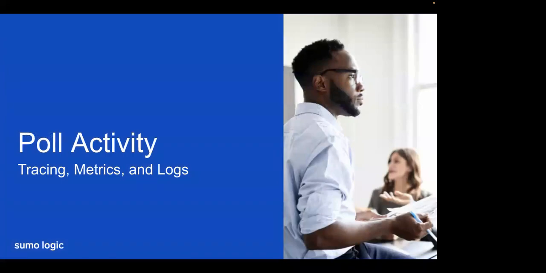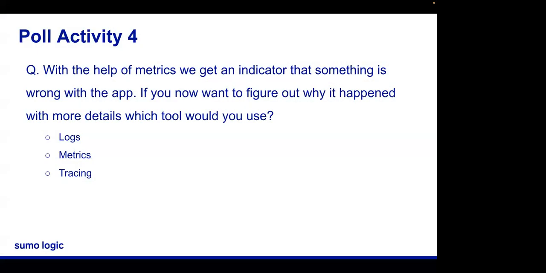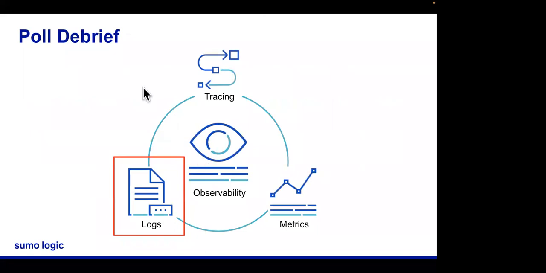So here we go. Poll activity: traces, metrics, and logs. So what we want to do is, we've got an indicator. The metrics tell us something's gone wrong with the app. What tool would you use if you want to find out the details of why things went wrong? And this is the part where I would expect you all to chime in on the chat box and tell me that you want to focus on logs. Logs will always tell us what's wrong, right? So logs is the key to understanding what's wrong.